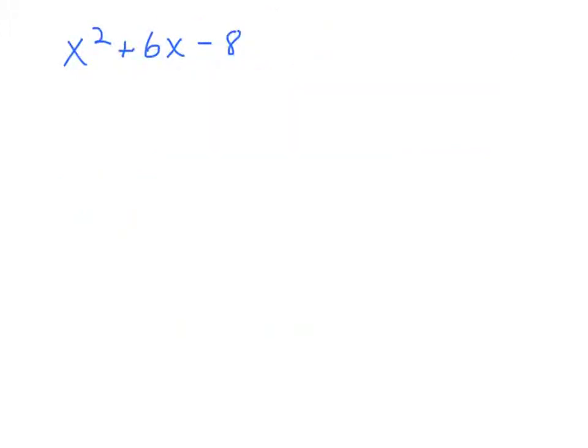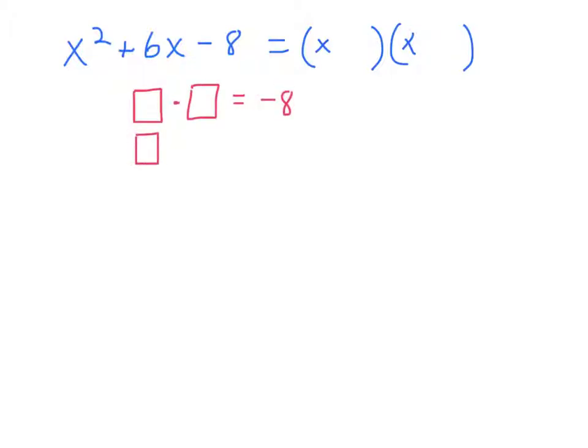Okay, now let's look at x squared plus 6x minus 8. So I'm going to try to do the same thing here. So we'll set this up the same as before. Now this time we're looking for two numbers that multiply out to equal negative 8. And those same two numbers have to add up to equal a positive 6. Now, again, if they multiply together to equal a negative answer, that tells you right there that you're looking for one positive number and one negative number.